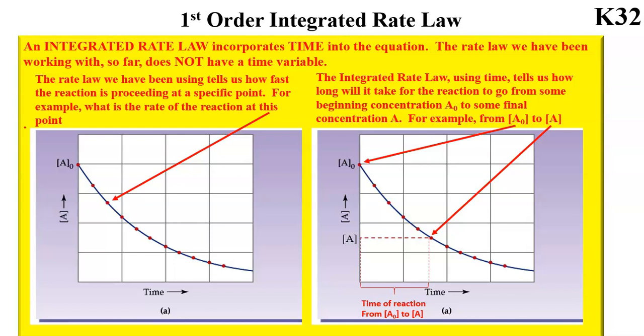So an integrated rate law incorporates time into the equation. The rate law we have been working with so far does not have a time variable. That's the one we were working with up until now. So the rate law we have been using tells us how fast the reaction is proceeding at a specific point. For example, what is the rate of the reaction at this point where the arrow is pointing? On the right side, the integrated rate law using time tells us how long it will take for the reaction to go from some beginning concentration, A0, to some final concentration, A. For example, from A0 to A as shown with those two arrows. So it gives us two different points in time and two different concentrations of reactant.